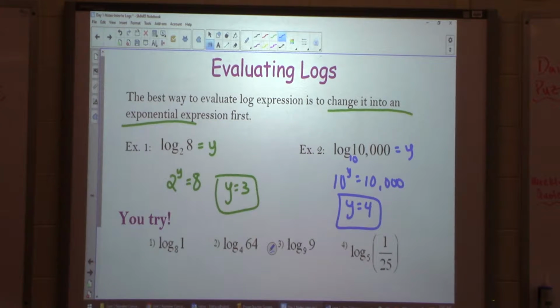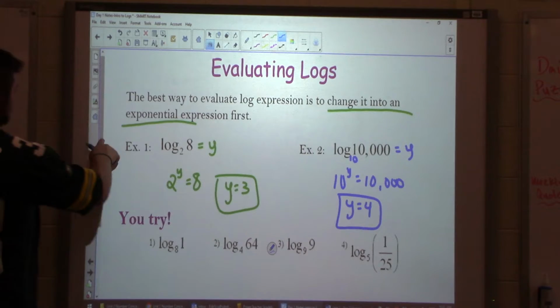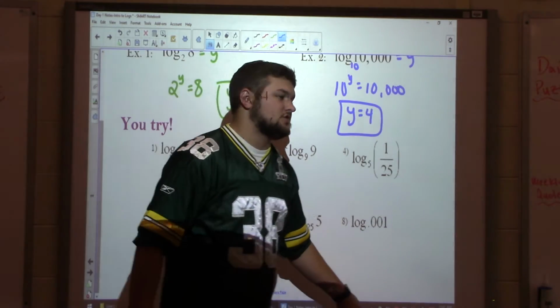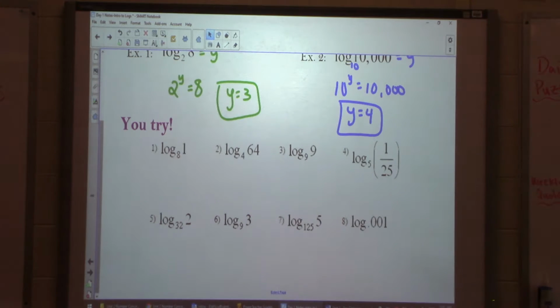Alright, try the first 3 please. 1, 2, and 3. If you want to keep going past that, go ahead. But I just want you to try the first 3 for right now. If you have questions, raise your hand. Ask a question.